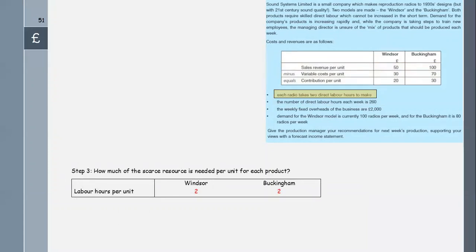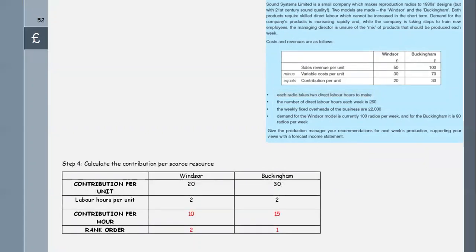What we're going to do next is work out which scarce resource is needed per unit for each product. The question already tells us it takes 2 direct labour hours to make each one, Windsor and Buckingham. Then we calculate the contribution per hour per scarce resource. £20 contribution for Windsor, 2 hours to make each one, so £10 per hour. Buckingham, £30 per unit, again 2 hours, so £15 per hour. So we rank Buckingham number 1 and Windsor number 2 because 15 is bigger than 10.